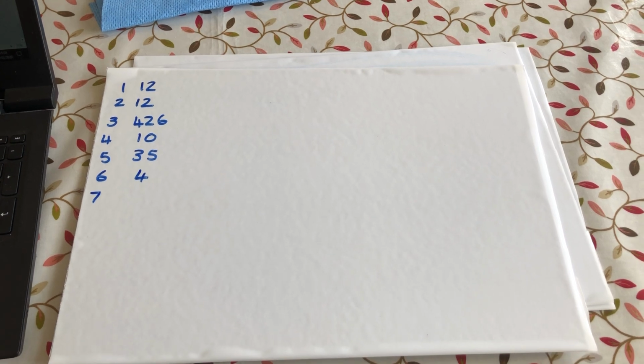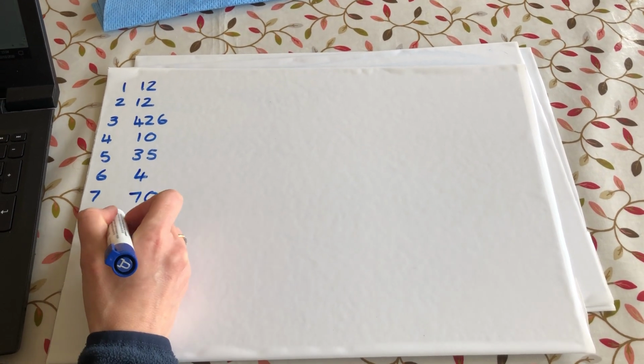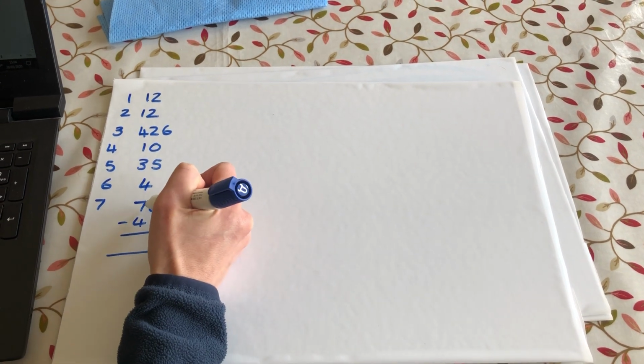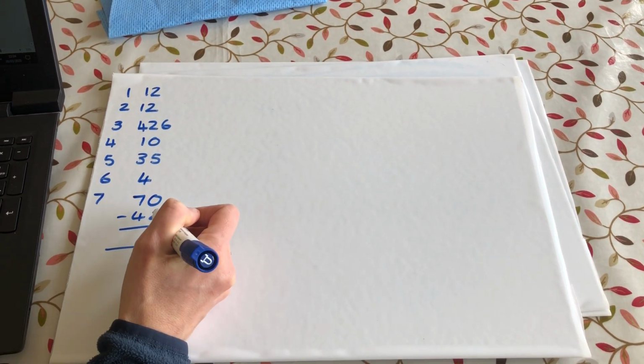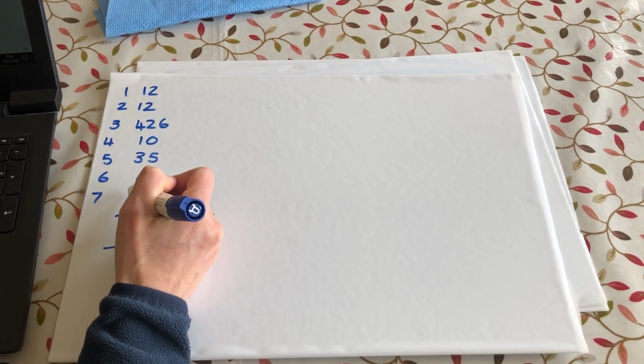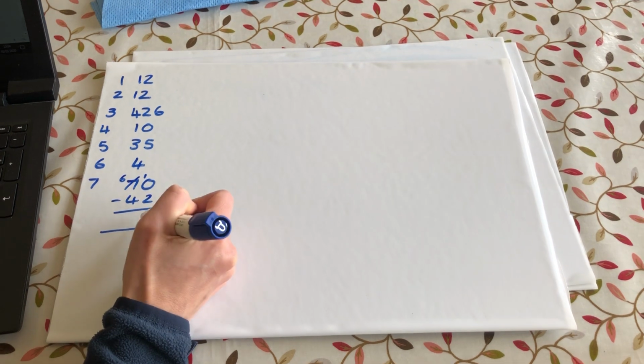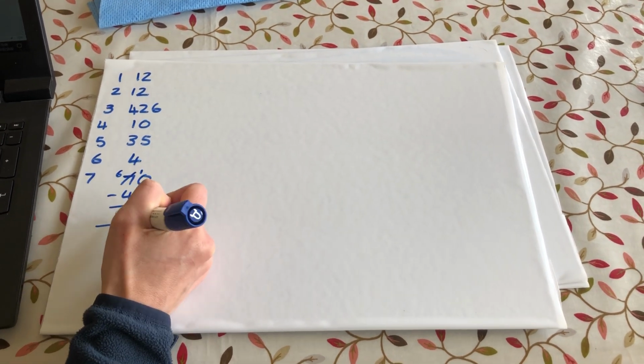Question 7. 70 minus 42. They've shown it as a written calculation. You could have done it mentally if you wanted to. 2 away from 0 I can't do, so I need to go to my tens. 7 tens becomes 6 tens, and I bring 10 over. 2 away from 10 is 8. 4 away from 6 is 2.